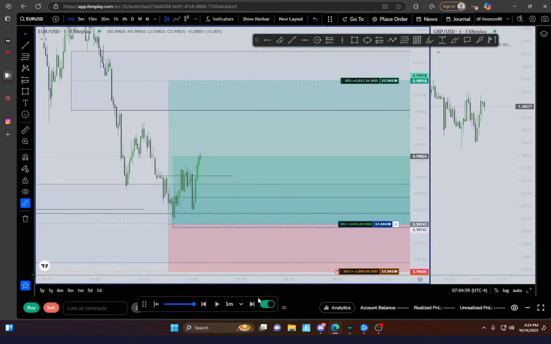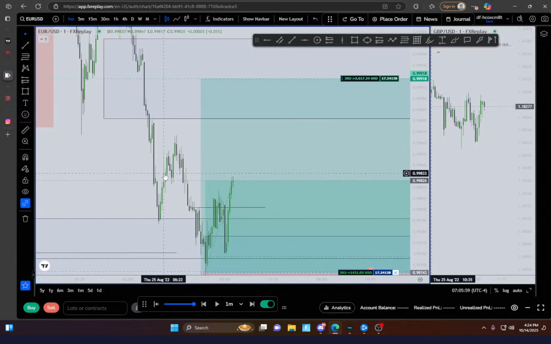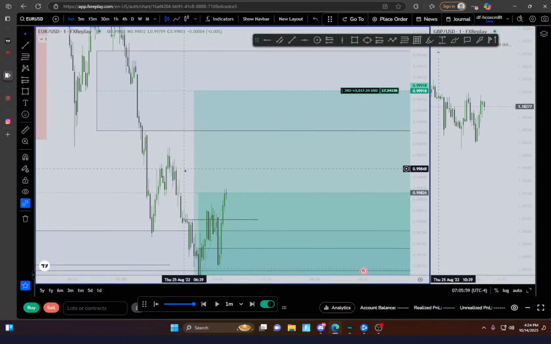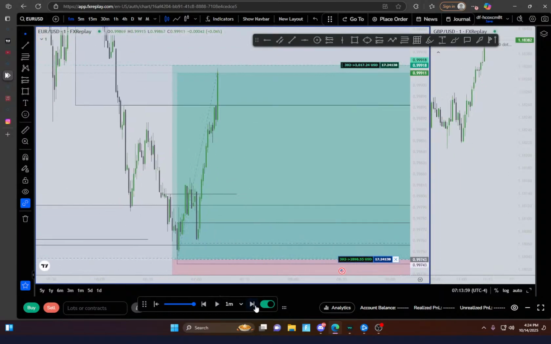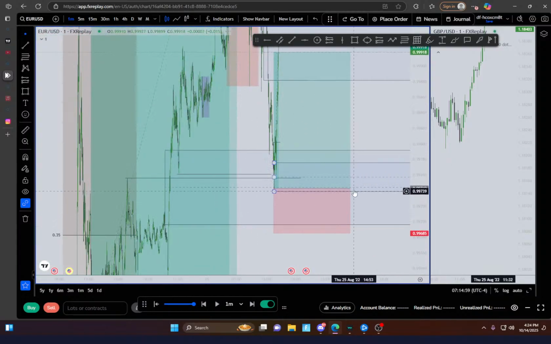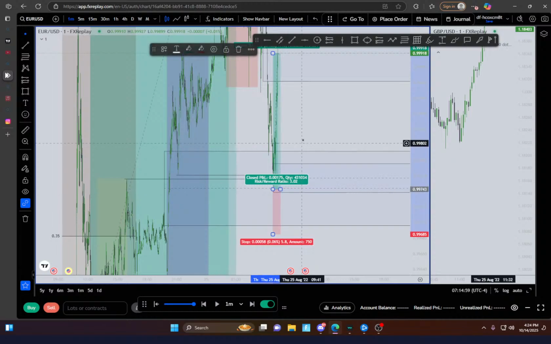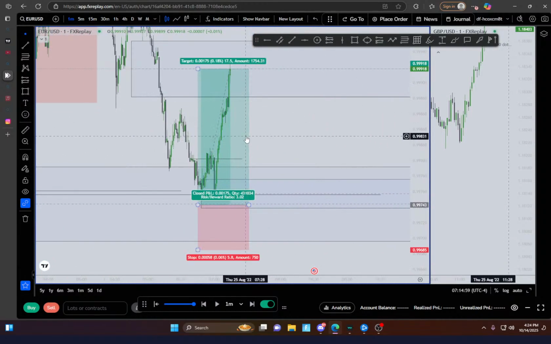So now we take partials at a nice area. This is just reacting. This right here is nothing. So I just want to see more hold. Okay, never mind. So nice trade. I need to start journaling this stuff.